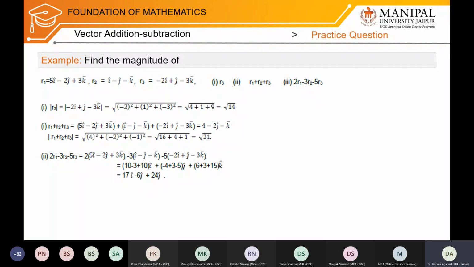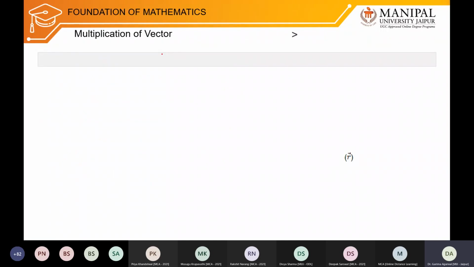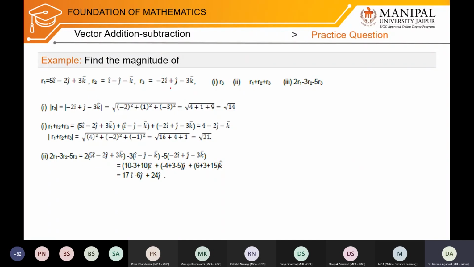Here we have a few more examples. Vector r is 5 i cap minus 2 j cap plus 3 k cap. R2 and R3 are given. We need to find the magnitude of R3. Magnitude of R3 is root of minus 2 square plus 1 square plus minus 3 square. This is the magnitude of R3. Then R1 plus R2 plus R3.